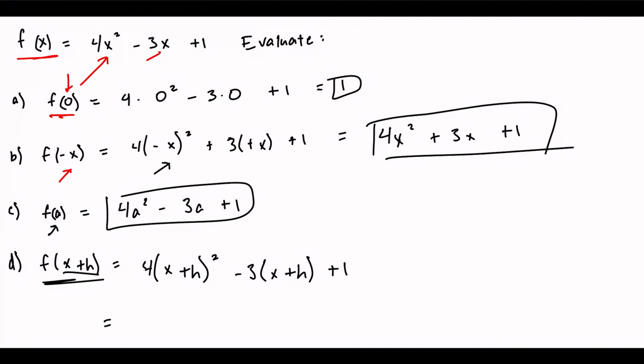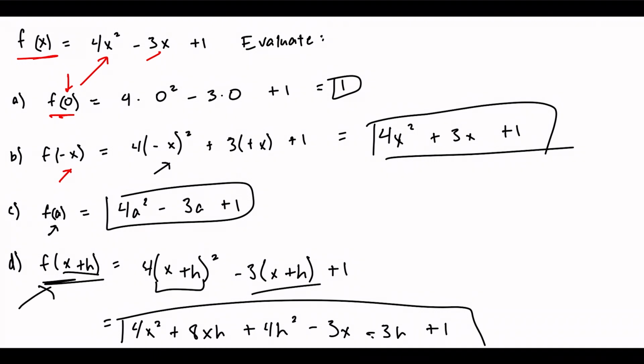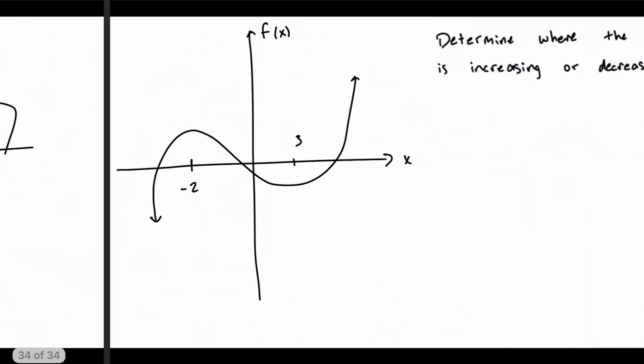Normally we want to simplify this out, and if we simplify this using our standard two binomials, we would get 4x squared plus 2xh, so it would be 8xh, plus 4h squared minus 3x, now distributing, minus 3h plus 1. That would be the final answer for this. This really comes into play for the difference quotient, very important.